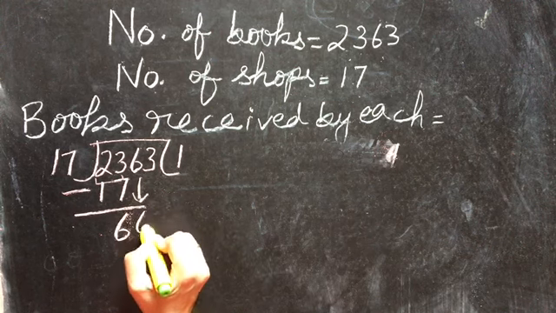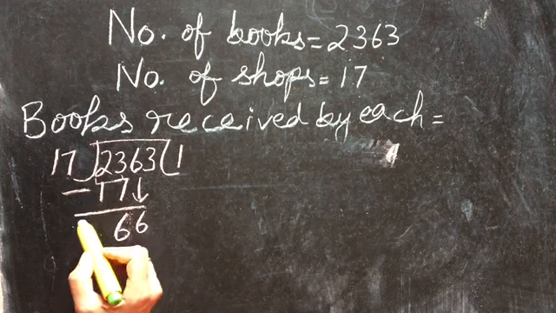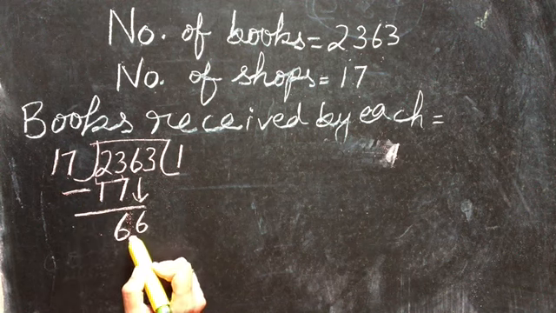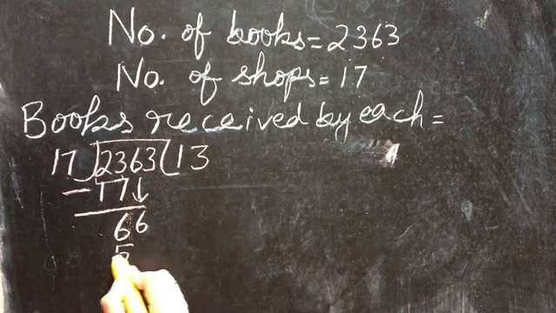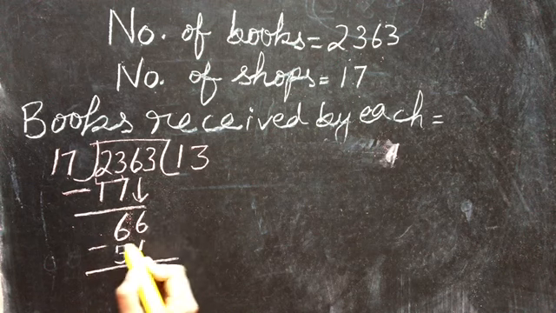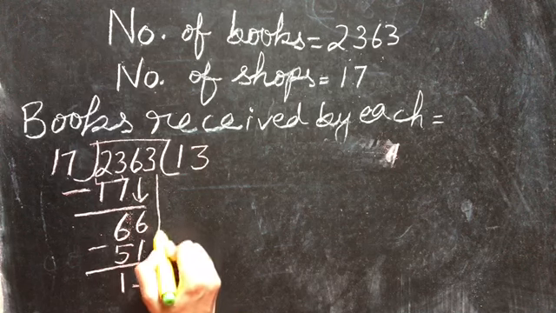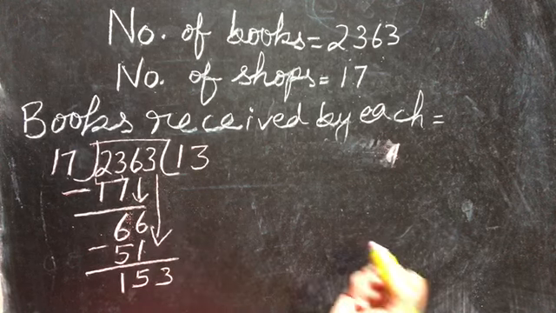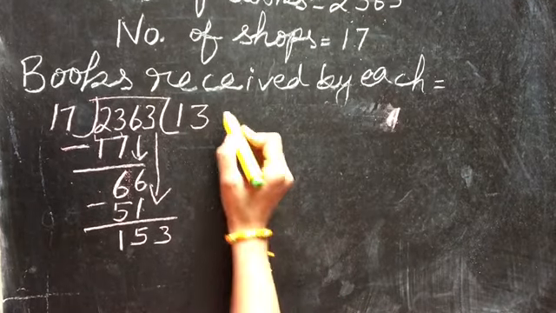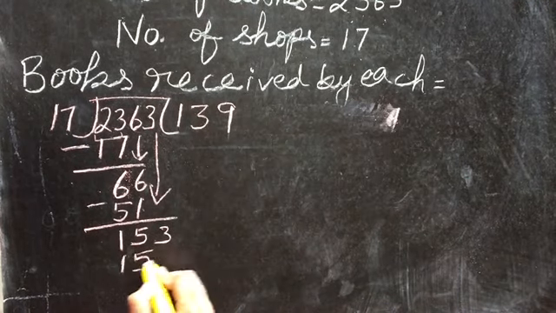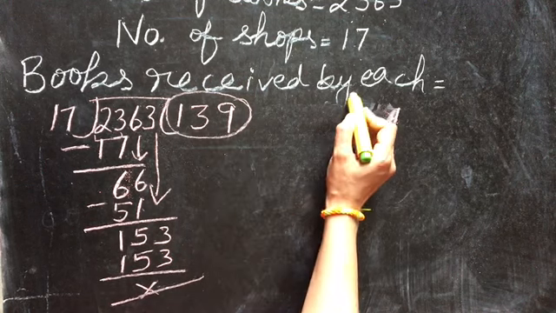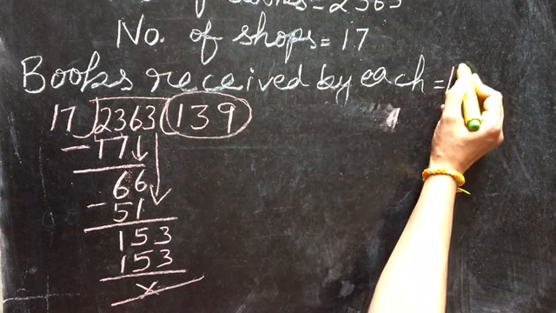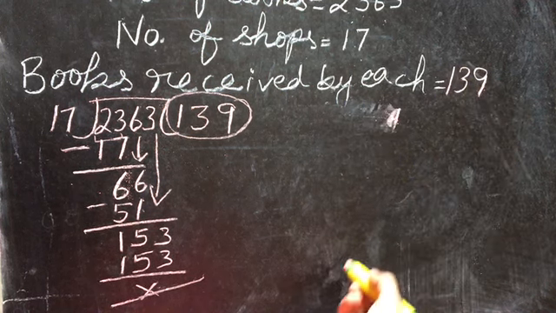Now 6 will come down. Now we will have to find out something in the table of 17 which is less than or equal to 66. So it will be 3 seventeens are 51, subtracted, 6 minus 1 is 5 and 6 minus 5 is 1. This 3 will come down, 3, fine. So now it will be 9 seventeens are 153. So what is our quotient? So books received by each is 139. This is our answer.